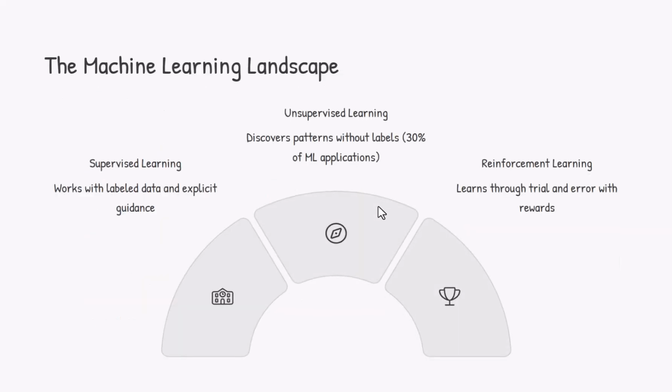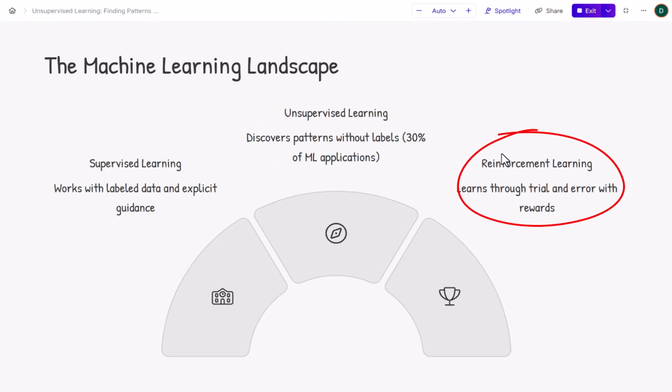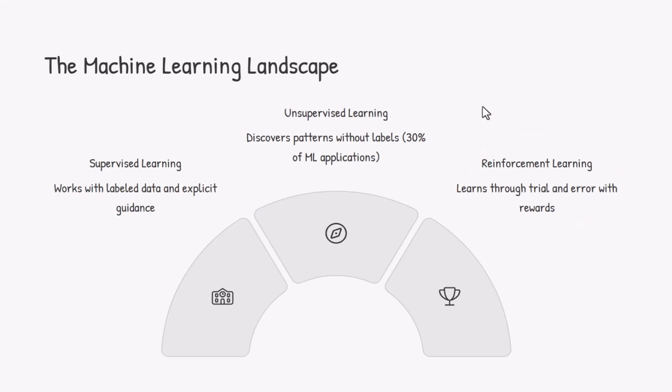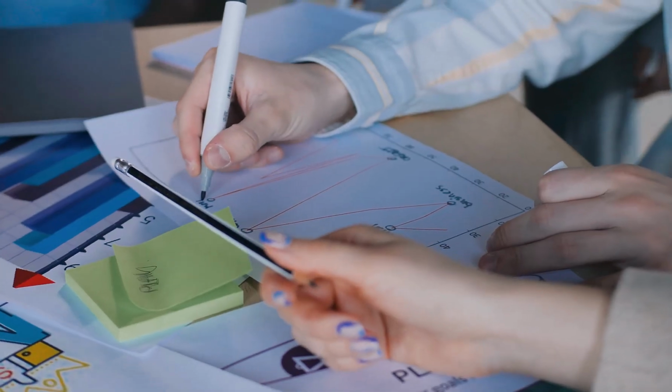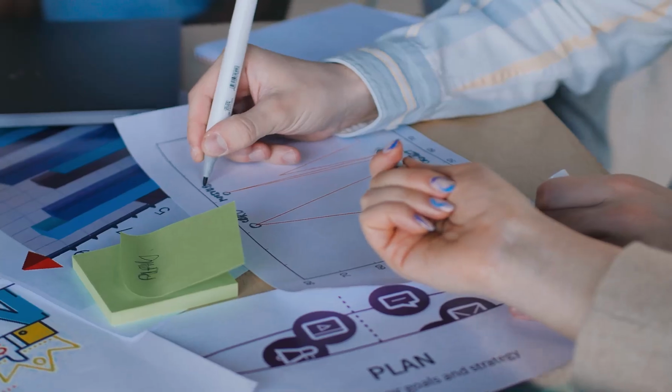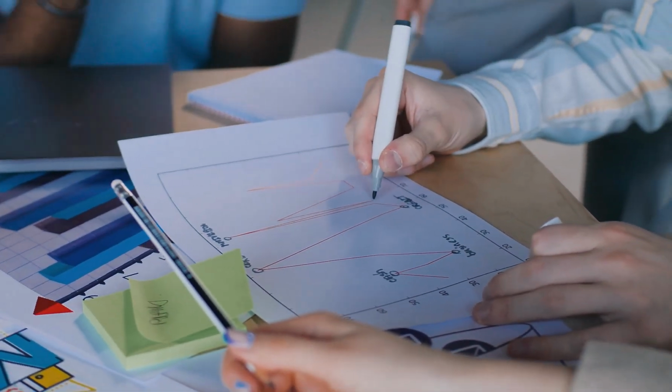The machine learning landscape. Let's place it on the map. Quick comparison: supervised, data with answers; unsupervised, data without answers. Reinforcement: learning by action plus reward. 30% of real world AI use cases are powered by this exact method. It's built for messy, real world data where labels don't exist and insight matters most.